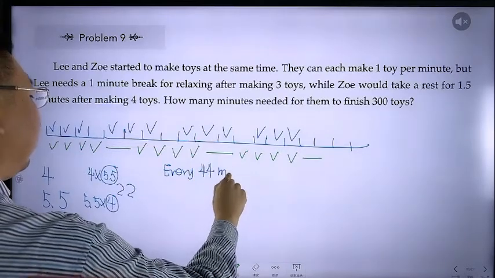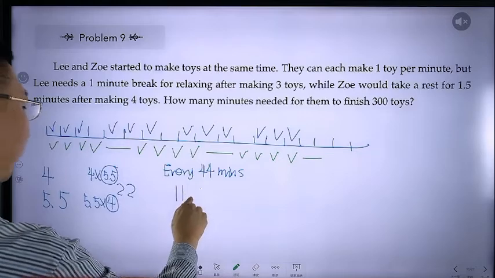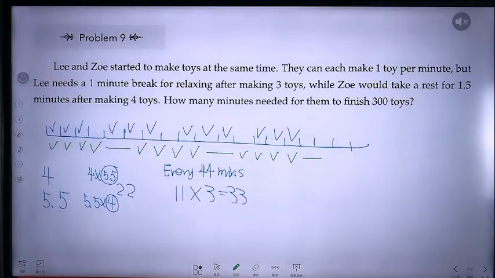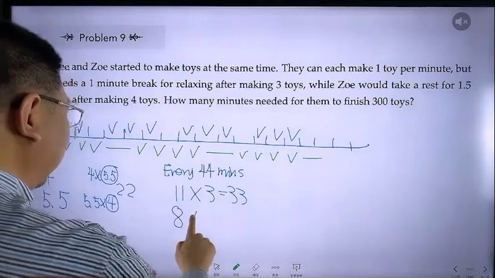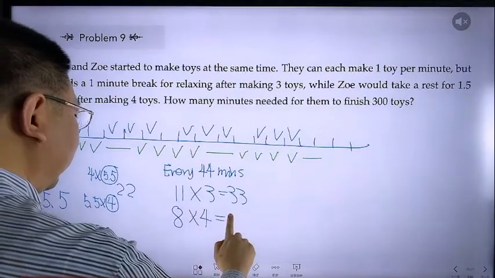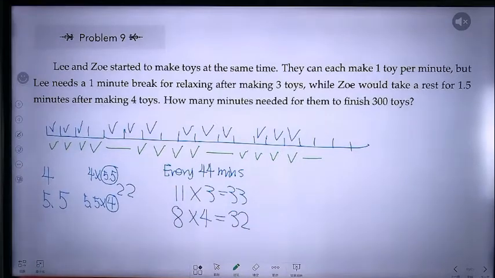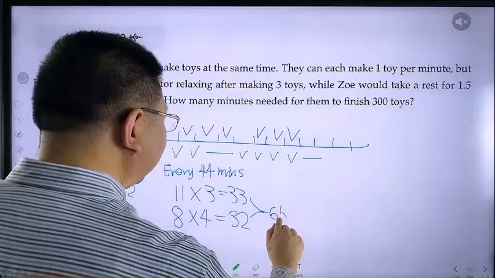Then in every 44 minutes, what's the situation? For Lee, he has 11 periods. During these 11 periods, he can produce 11 times 3, so that is 33 toys. Then how about Zoe? Zoe is 5.5, so there are 8 periods, and in each period he could produce 4 toys, so that is 32. Now 33 plus 32, so altogether that would be 65.